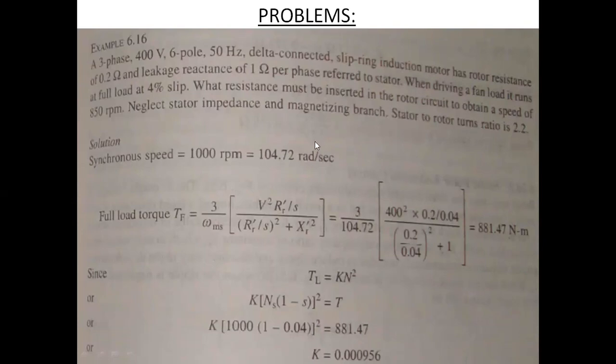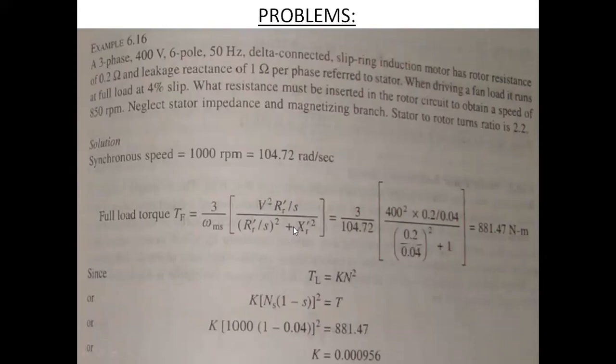Okay, so see here, it is running at a synchronous speed of 1000 rpm, and we have to convert this into radians per second, omega ms. So 2 pi by 60 times 1000, you will get 104.72 radians per second. The full load torque formula is T_F equals 3 by omega ms, V square, R_R dash by S, divided by (R_R dash by S) whole square plus (X_R dash) whole square.